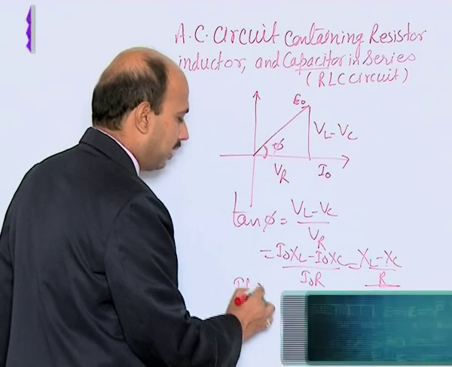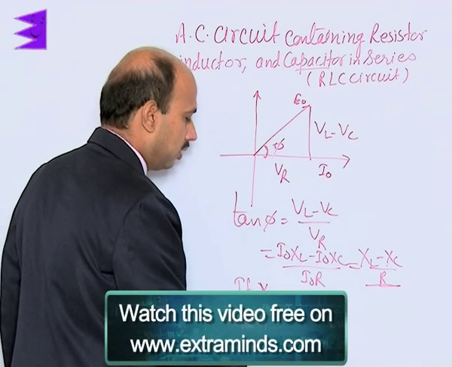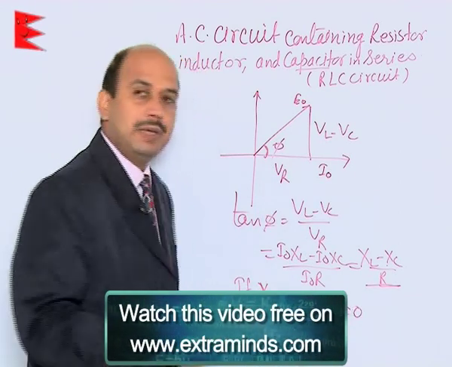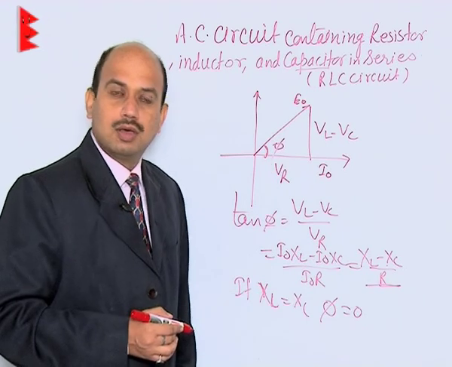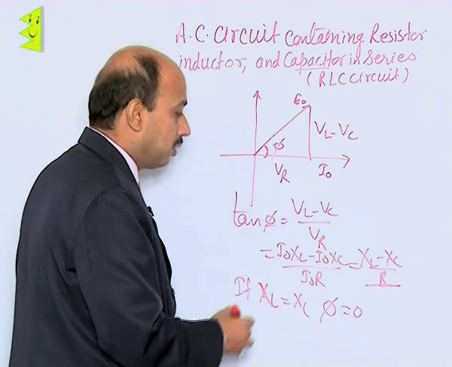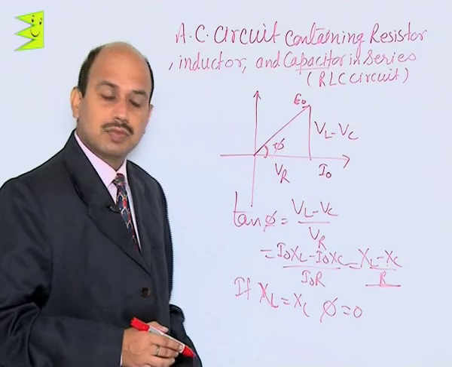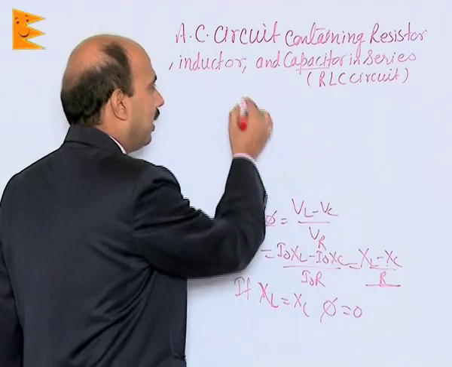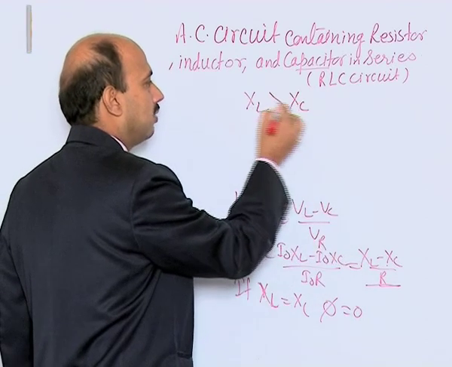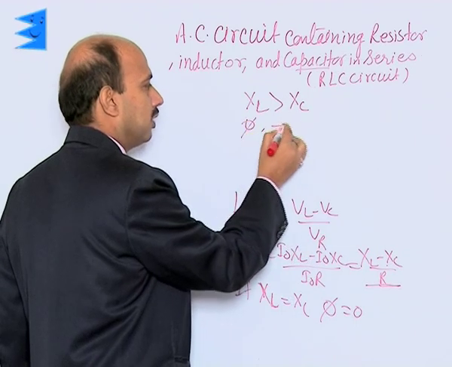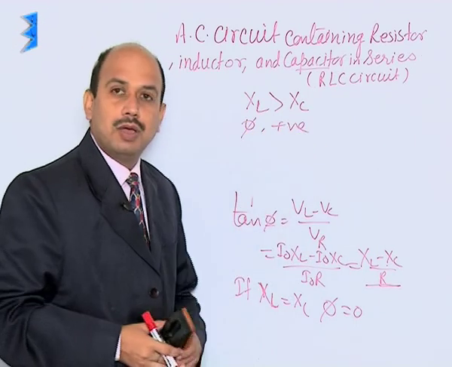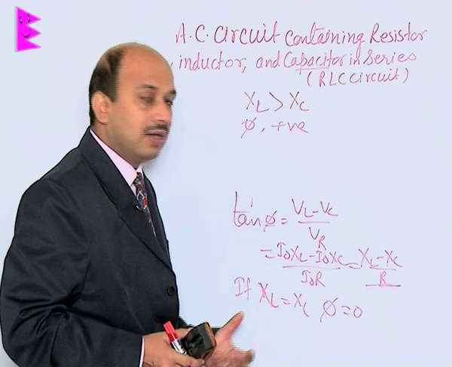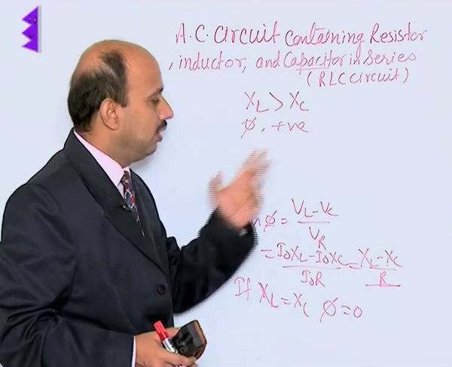Now, see here in this circuit, suppose XL is equal to XC. If you have taken XL equal to XC, then what happened? This phase, that is phi, is equal to 0. It means the circuit is non-inductive. And suppose XL is greater than XC, then you will get phi positive. That means the circuit is inductive, because the inductance is dominating here. So, that is called an inductance dominated circuit if XL is greater than XC.